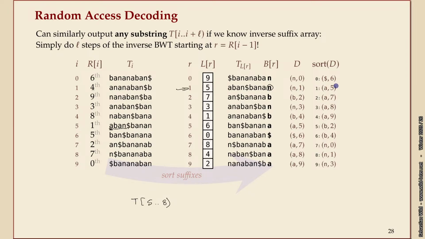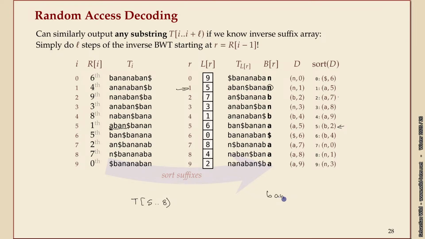We could use the same sorted D. So it tells us we should go to position 5 here. So we output a B. Then we should go to position 2. That's here. So we output an A. Then we go to position 7. So we output an N.